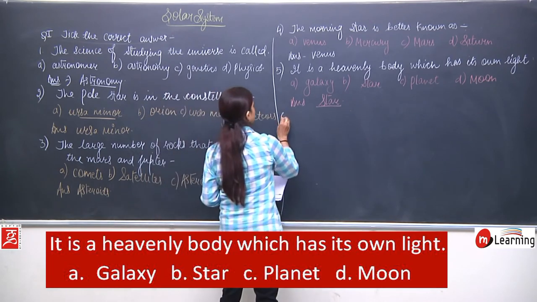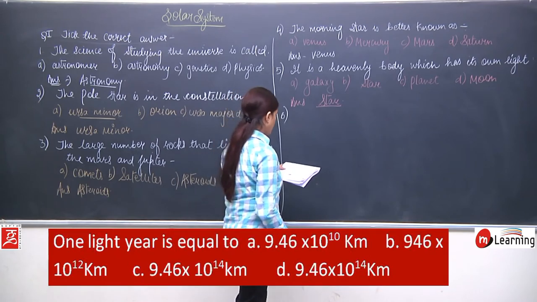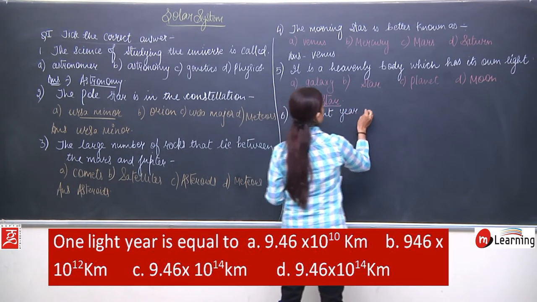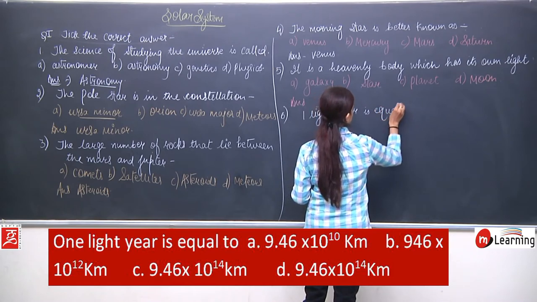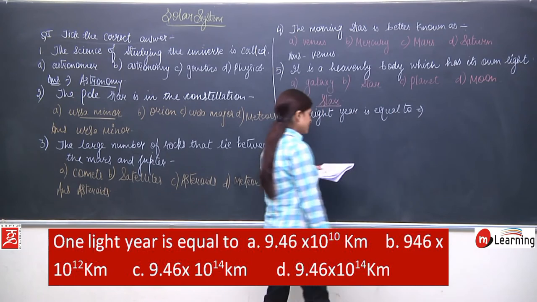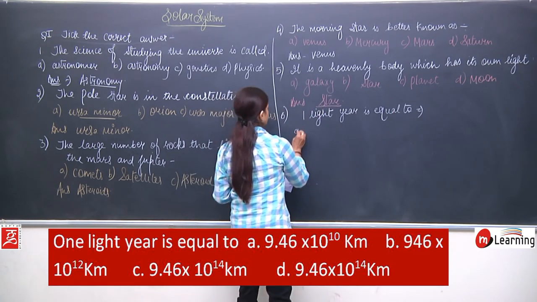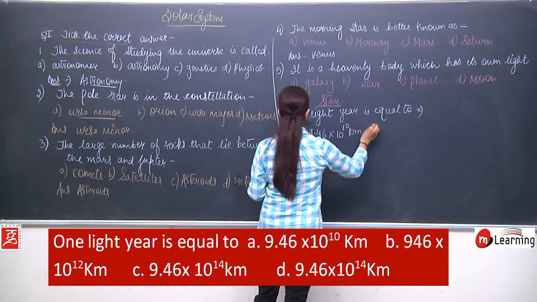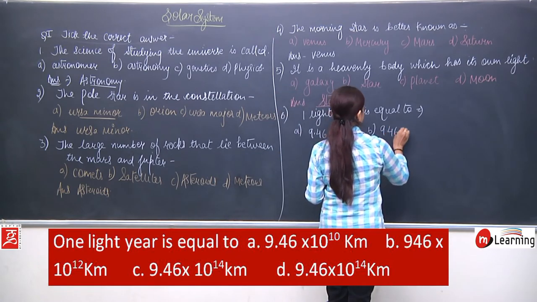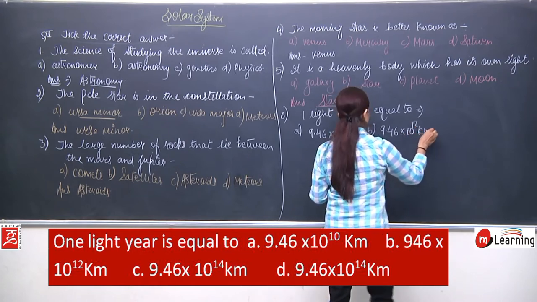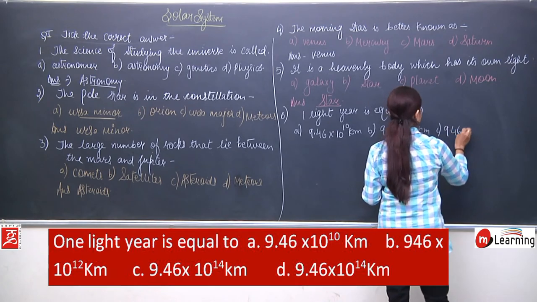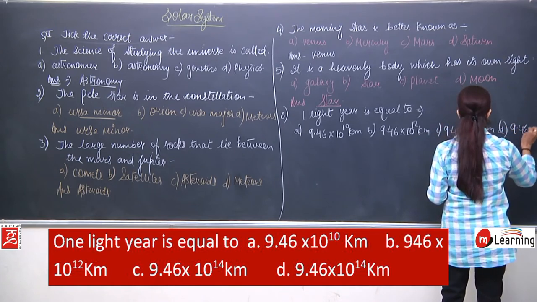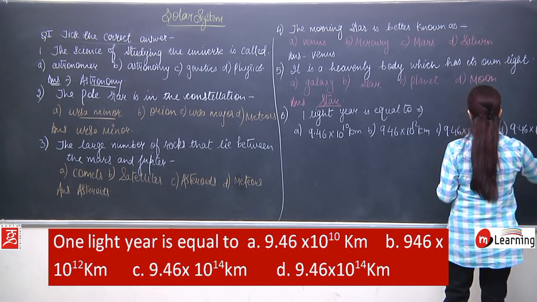Now we'll talk about the sixth one. Six is one light year is equal to. Now in this case we'll write the options again over here. A is 9.46 into 10 raised to power 10 kilometer. B is 9.46 into 10 raised to power 12 kilometer. C is 9.46 into 10 raised to power 14 kilometer. And D is 9.46 into 10 raised to power 18 kilometer.